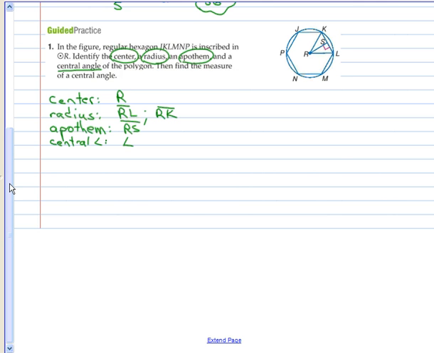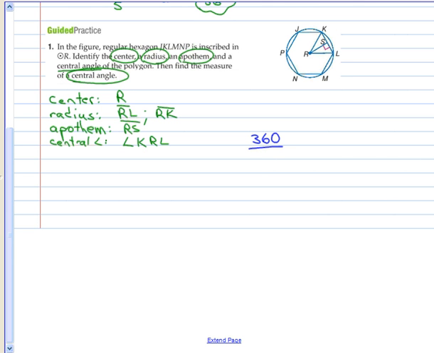Central angle. Angle KRL. Could have said LRK if we wanted to as well. Either way. Or could we have just said angle R? No. Angle SRL, SRK, etc. Then find the measure of that central angle. So tell me how we are going to get the measure of that central angle.